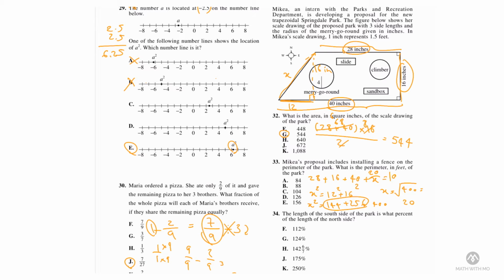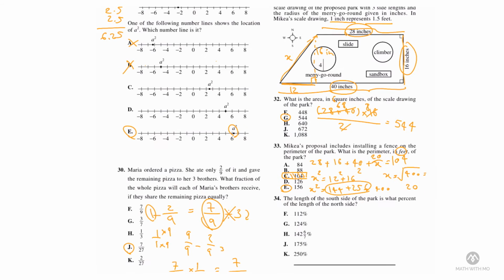We want to find it in feet. Now looking back here, 1 inch represents 1.5 feet. So basically we need to multiply 104 by 1.5. And doing that, the answer becomes 156. So this is a tricky question because people might just choose C, which is not the answer. We need it in feet.